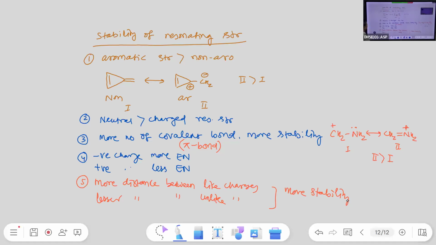Quickly note down. If you have any doubt, you can ask me. Write in the chat box. Note it down quickly.